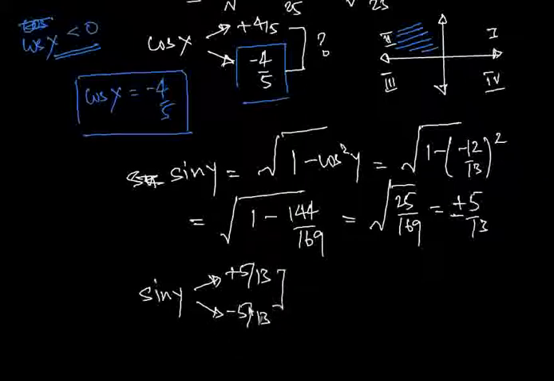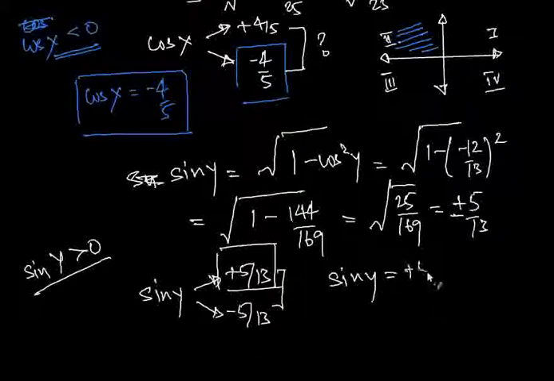So which is it? Well, again, y lies in the second quadrant. So what happens to the value of sine in the second quadrant? Sine continues to be positive. So if y is in the second quadrant, then sine y is going to be a positive number. The only value that makes sense is plus 5 by 13. So sine y has to be equal to plus 5 by 13 if y is in the second quadrant.